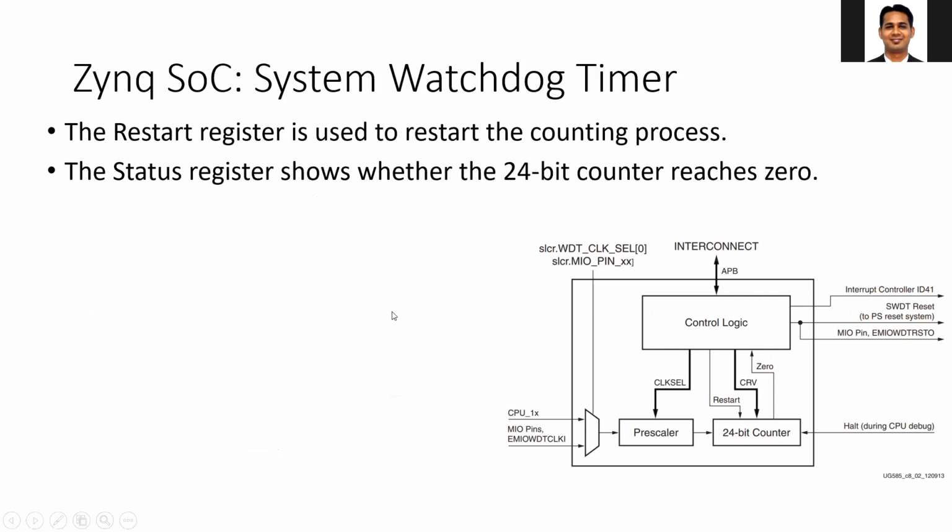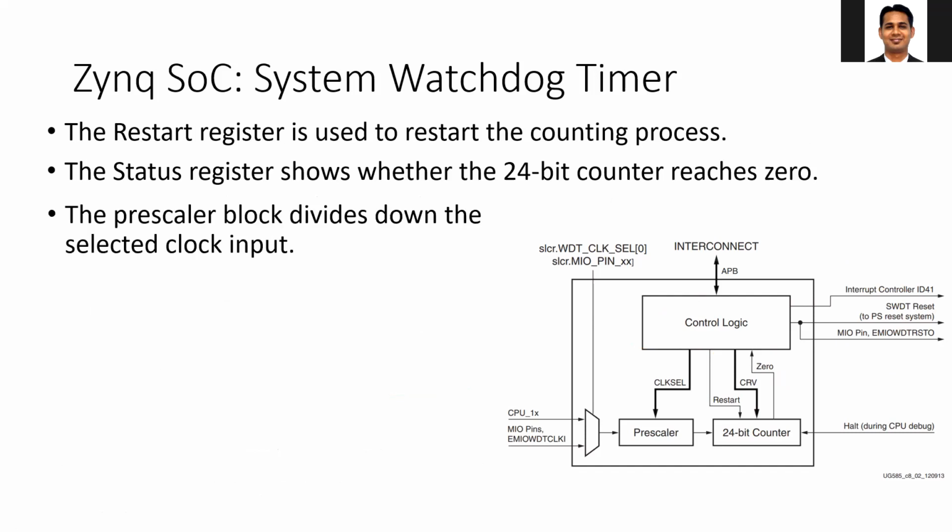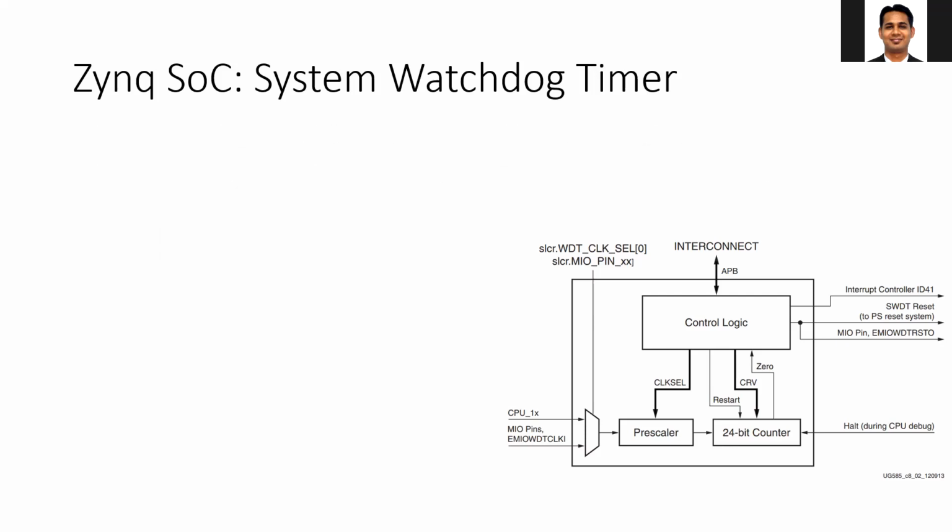The restart register is used to restart the counting process. The status register shows whether the 24-bit counter reaches the 0 or not. So you need to make use of this register to get the corresponding functionality or to know the status of your watchdog timer. The prescaler blocks divide down the selected clock input. So if you want to slow down the clock, this prescaler can be used.